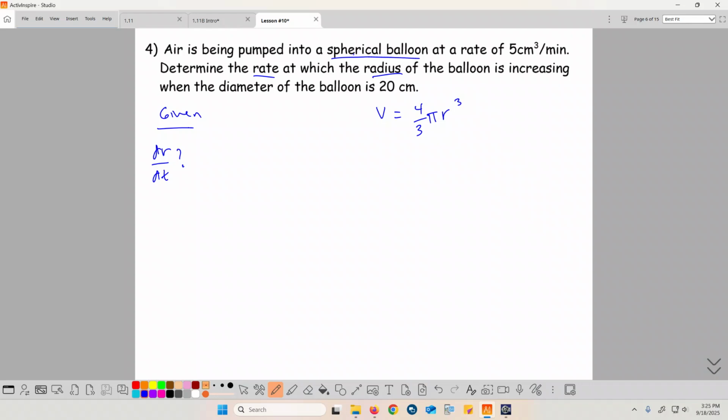Oh, we know that air is being pumped into the balloon at a rate of 5 centimeters cubed per minute. Hey, that's the volume. So I'm going to put here that dV/dt is 5, right? So that's centimeters cubed per minute. We also know it says something about the diameter, right? Determine the rate at which the radius of the balloon is increasing when the diameter of the balloon is 20. Remember that when the diameter of the balloon is 20 centimeters, that should indicate to us that the radius should be 10.